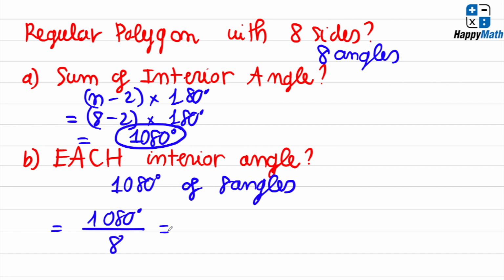So divide by 8, you get 135 degrees. That's all. Yeah, 2 questions.